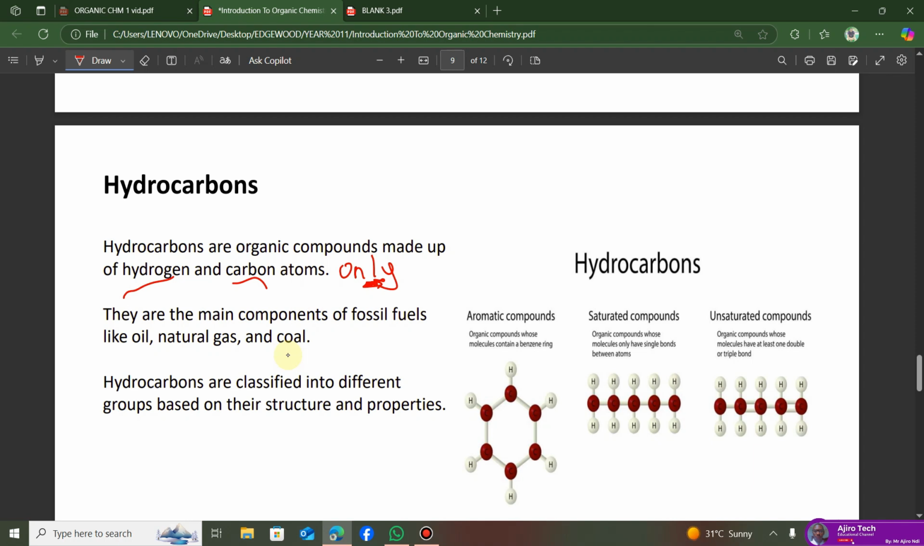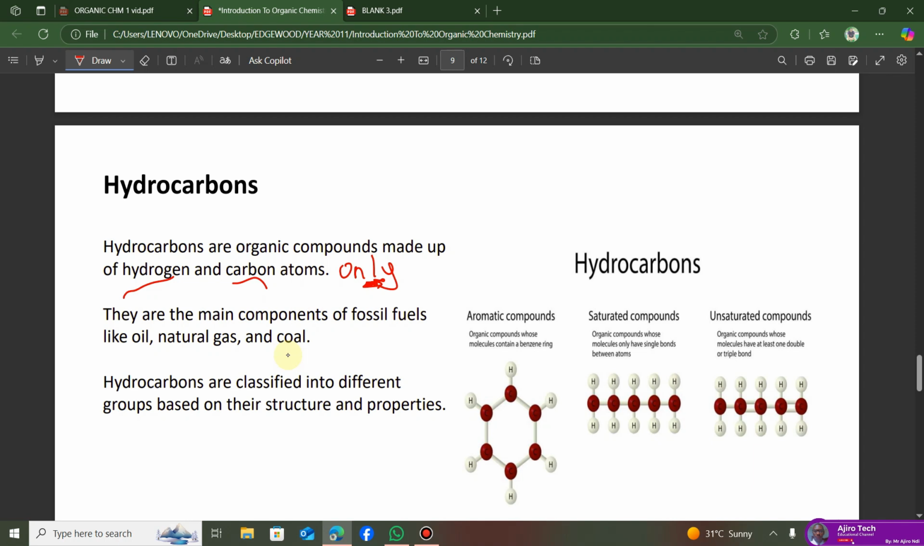So when you are asked to define hydrocarbons, you have to state the fact that they are organic compounds that contain carbon and hydrogen atoms only. The word only is very important. Emphasis on the word only.